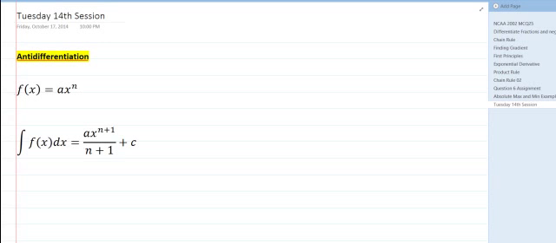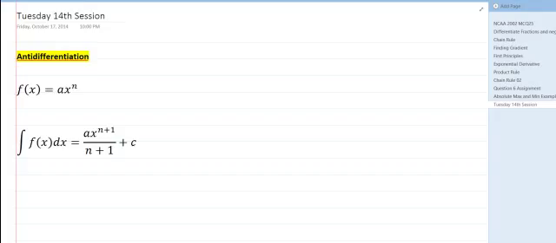Hey everyone, this is for the students who missed out on Tuesday, 14th of October, on antidifferentiation. I'm going to go through this concept very quickly and give you a lot of examples so you know how to do the problems. Given that this is the same as Tuesday, we have very limited time, but remember, tomorrow you can always ask me questions as well. Alright, so let's have a look.